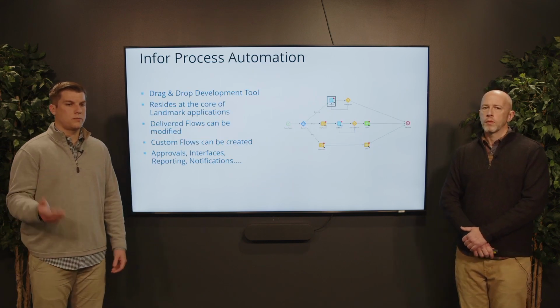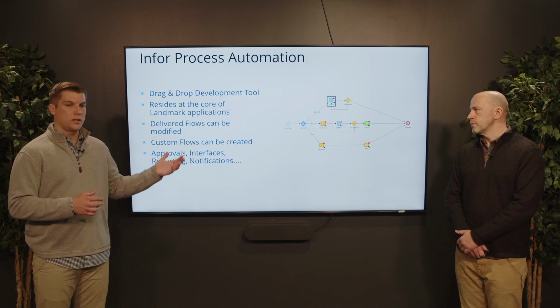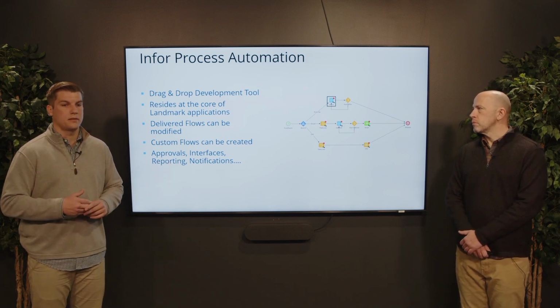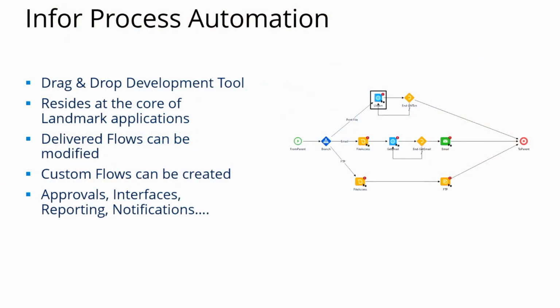So we talked about the extensions and the interfacing tools. Infor Process Automation, again, IPA, is going to be probably the most widely utilized of those tools to accomplish these things. And just a little bit about that, right? It's a drag and drop development tool. Infor provides nodes that you can see here. These are all called nodes that allow different things to occur.